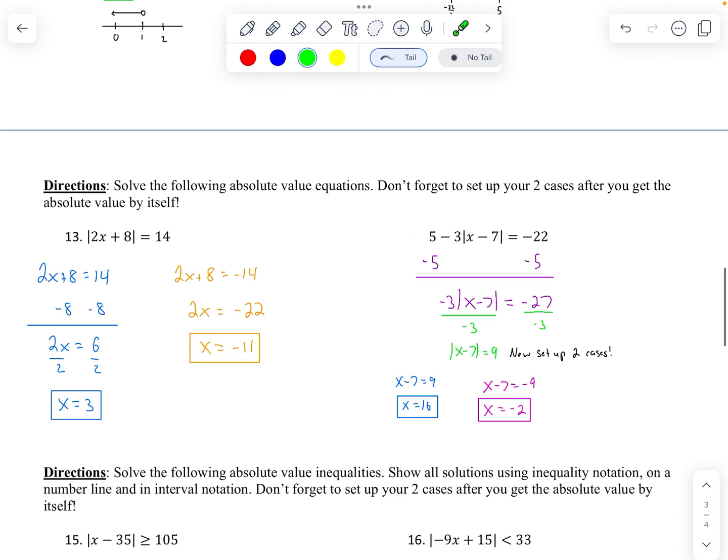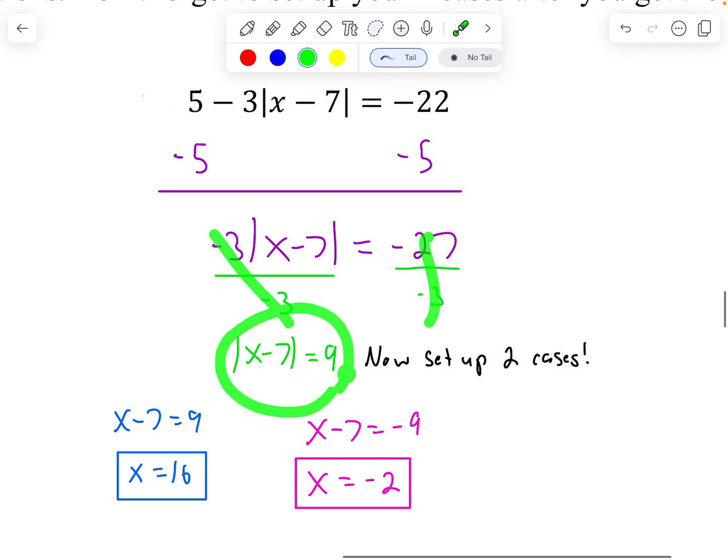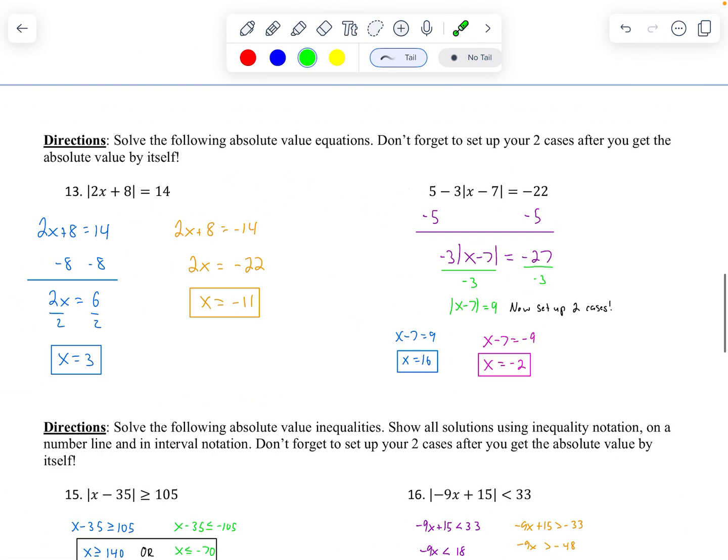On 14, again, the number is erased because it looks like it's in the way a little bit. We're going to make 14 look like number 13. So I subtracted 5, and then divide by negative 3 to get this. And now it's just like number 13.